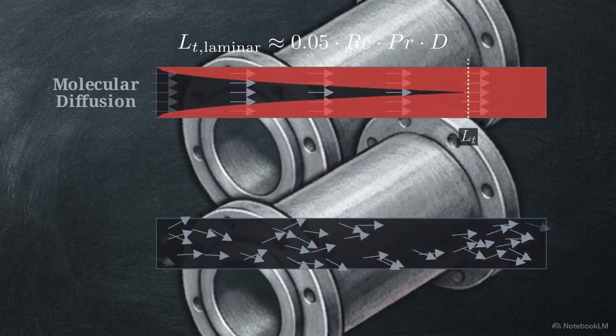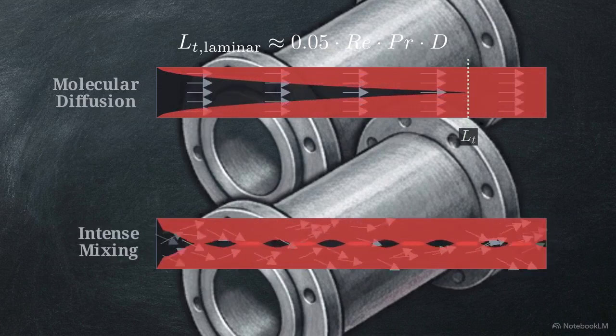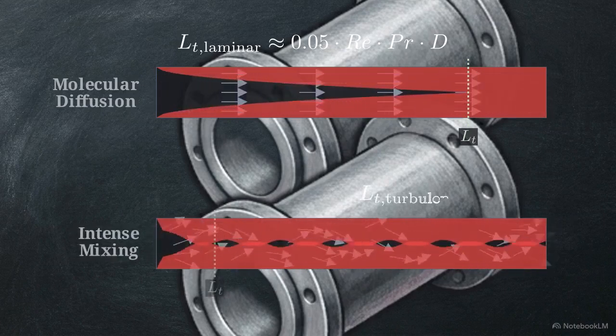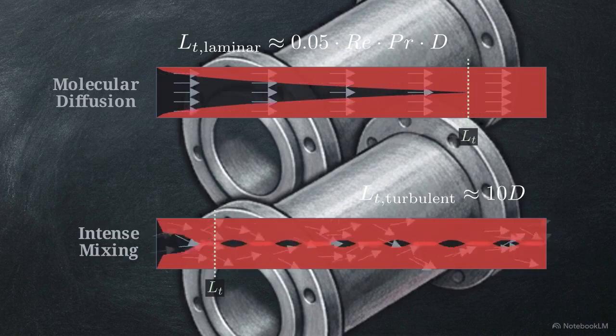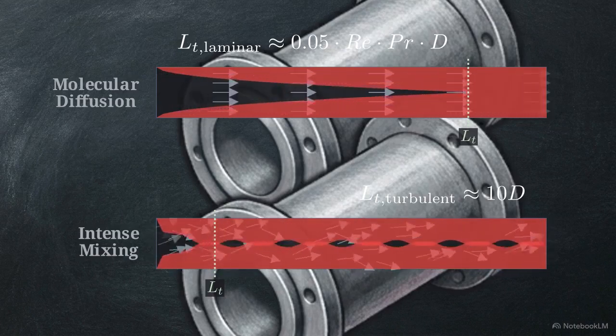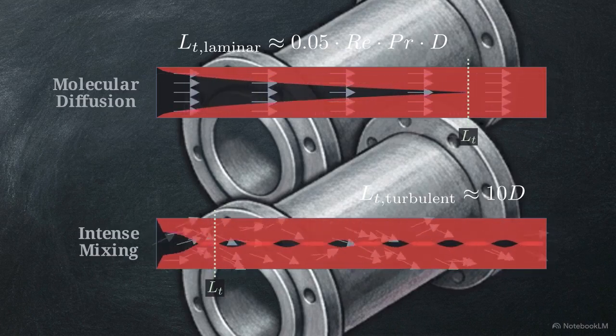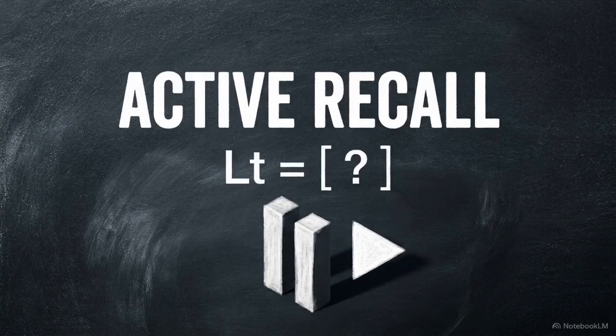Compare that to turbulent flow. Here, intense mixing smashes the fluid layers together. This chaotic motion transfers heat rapidly, completely overpowering the slow process of molecular diffusion. Given that this turbulent mixing happens incredibly fast, pause the video and try to guess the entry length formula for a standard 5 centimeter water pipe.